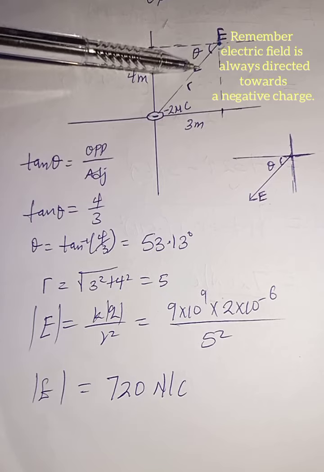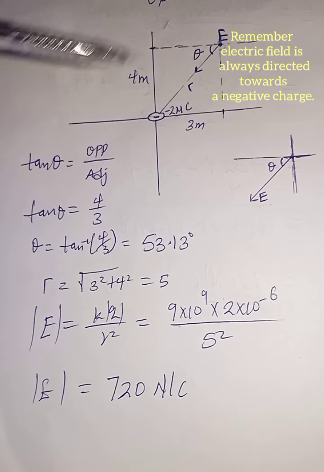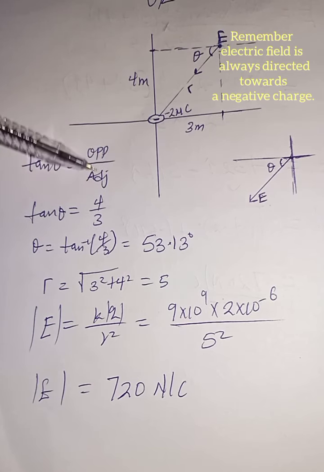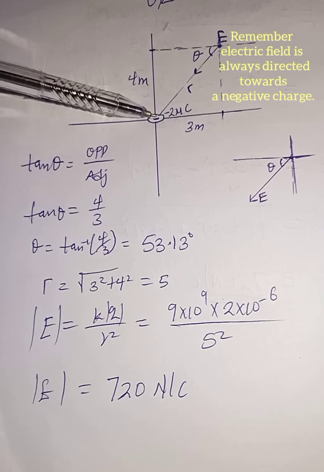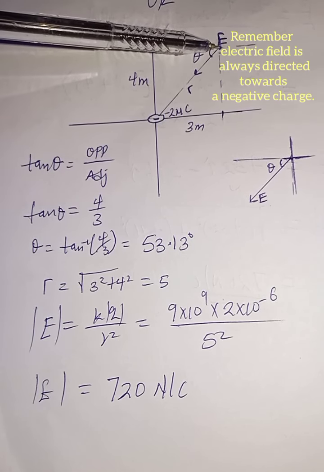But to get the direction between this field and the x axis now, you use the SOHCAHTOA method, which is tan theta is equal to opposite over adjacent. Tan of this angle will be opposite over adjacent. That's what you're going to have.